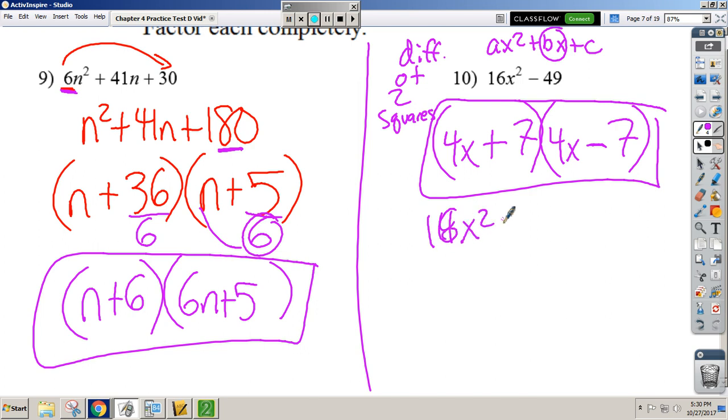16x squared. 4x times negative 7 is negative 28x. 4x times positive 7 is positive 28x. Notice what happens. Those cancel each other out. And then 7 times negative 7 is minus 49. So that's a good way to check.